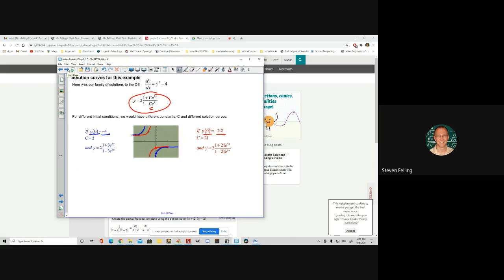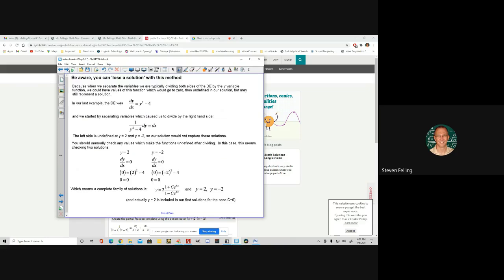One thing that the book points out, I don't think this is hugely important. I don't remember it popping up frequently as we move throughout the rest of the course, but you can lose a solution using this separation of variables method. That's because when you separate the variables, we're typically dividing both sides of the equation by something with y in it. Not always, but in this case, where we divided both sides by that, although this equation is algebraically equivalent to that, it doesn't necessarily have the same domain, right?